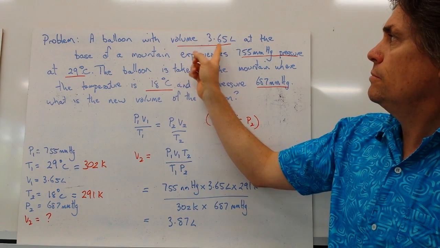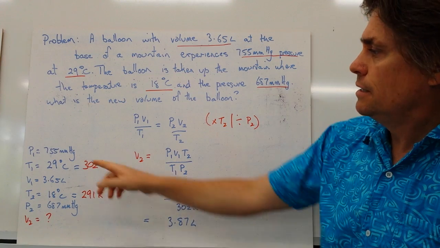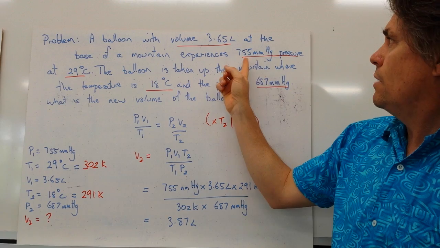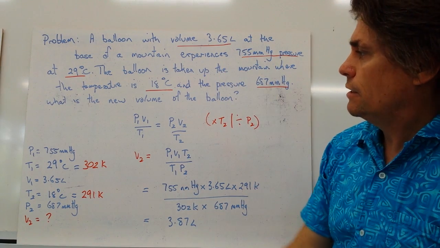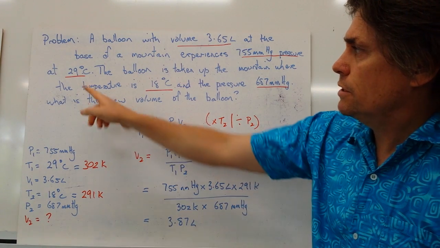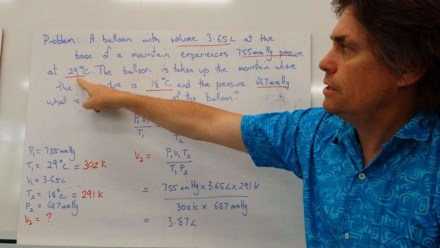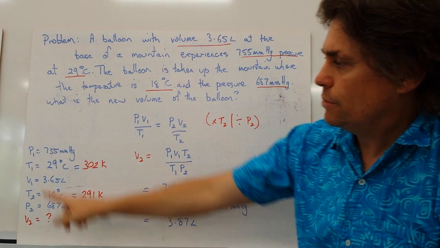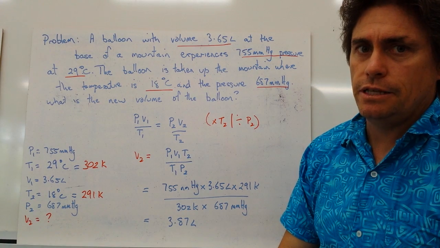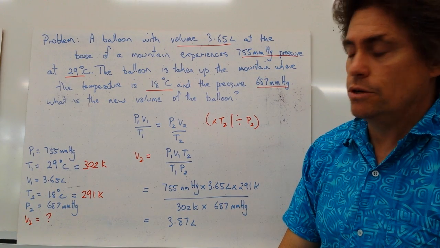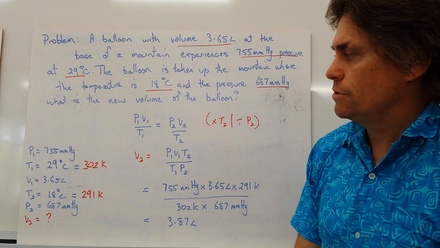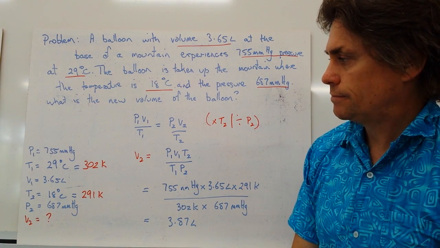The way that I approach all these problems is to underline those things that are important to us. So the initial volume, 3.65 litres, we'll write that down. We'll also write down our initial pressure of 755 millimeters of mercury. And we also know that the initial temperature is 29 degrees Celsius, so we write down our T1 as 29 degrees C. Now we must convert this to Kelvin for this equation to work. So 29 plus 273 gives us 302 Kelvin.